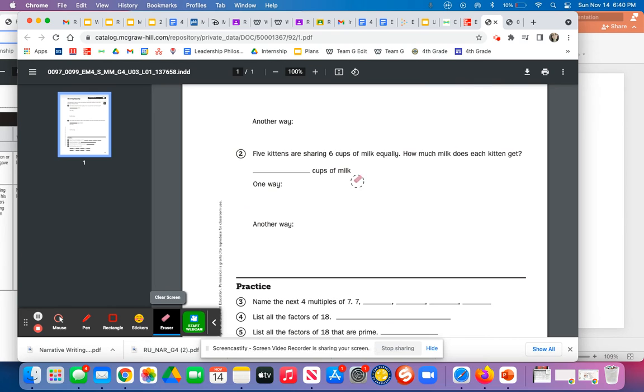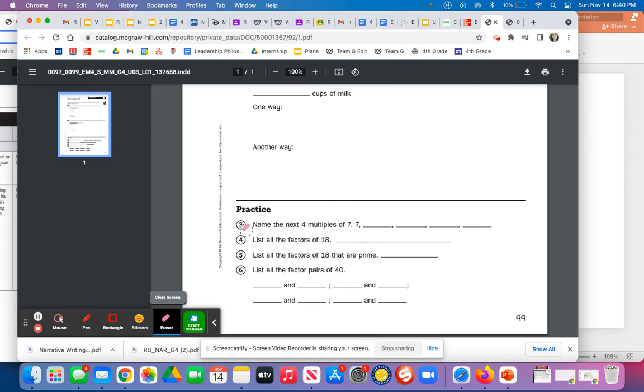Okay, so now I would like you to go ahead and try these practice problems. Number 3, you are naming the next 4 multiples of 7. So it gives you the first one, 7, and then skip count by 7s. And then for number 4, list all the factors of 18. You might want to do a factor rainbow for this so you don't miss any. Number 5, you are to list all of the factors of 18 that are just prime numbers. So the factors that you list up here, which ones are prime? And then you need to list all the factor pairs of 40. For this one, you can still do a factor rainbow, but you need to list them in pairs. Go ahead and pause and unpause when you're ready for the answers.